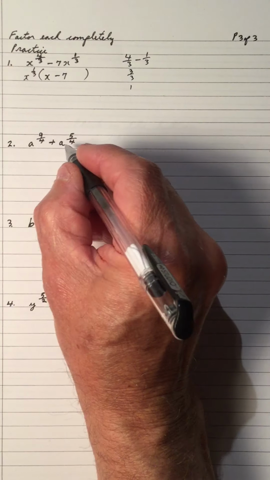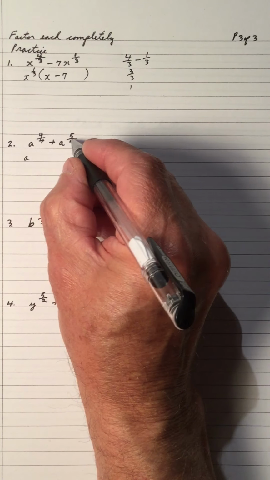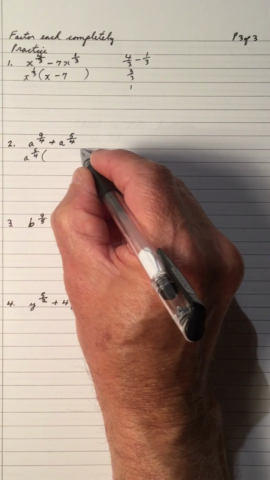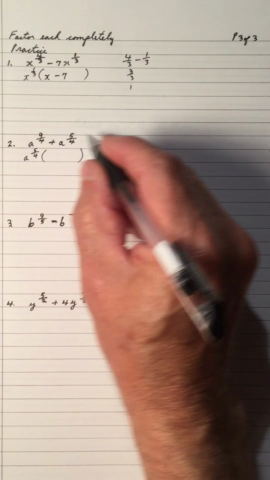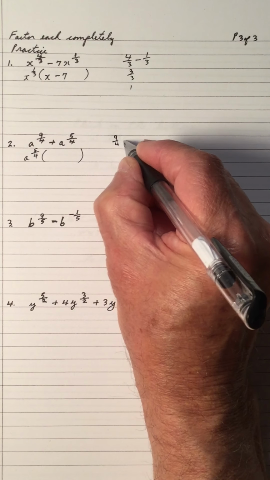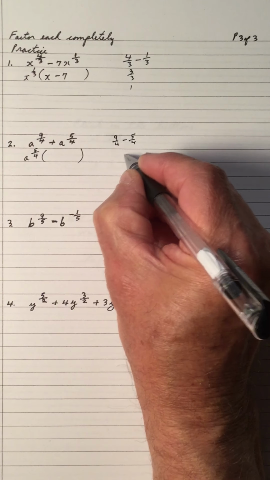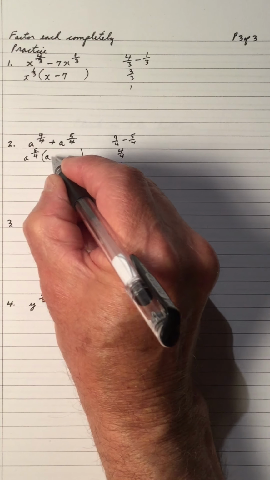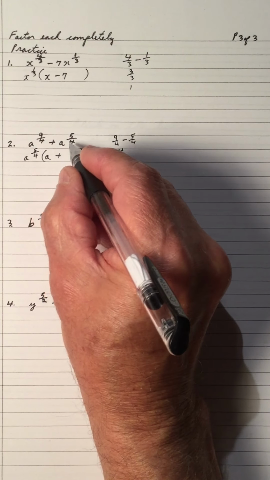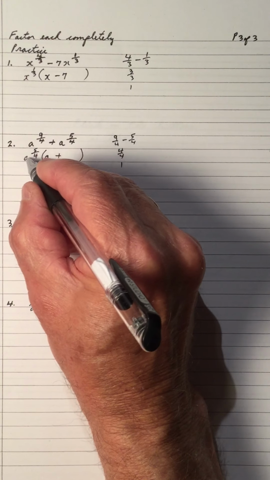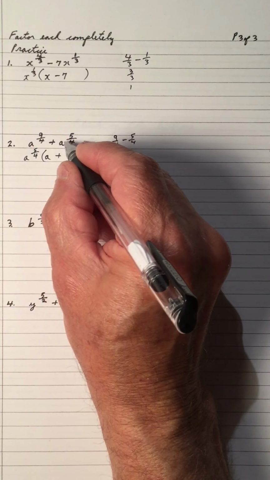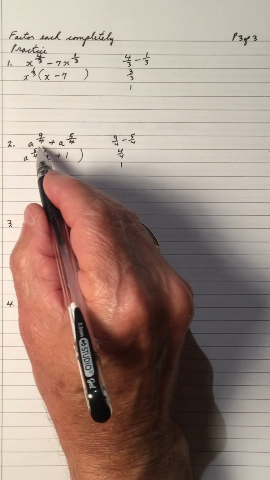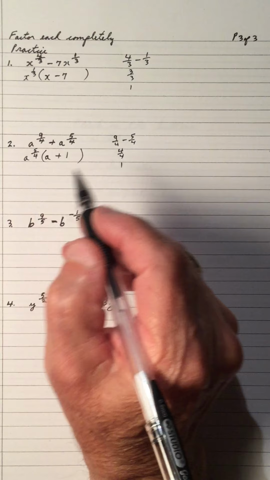And number 2, we have a as the base, and the smallest exponent is 5 over 4. So we take a to the 5 over 4 out. So 9 over 4, subtract 5 over 4, gives us 4 over 4, which is 1. So that's a to the 1, understood. Plus a to the 5 over 4 divided by a to the 5 over 4 is 1. Notice you have 2 terms here, so you have to have 2 in here.